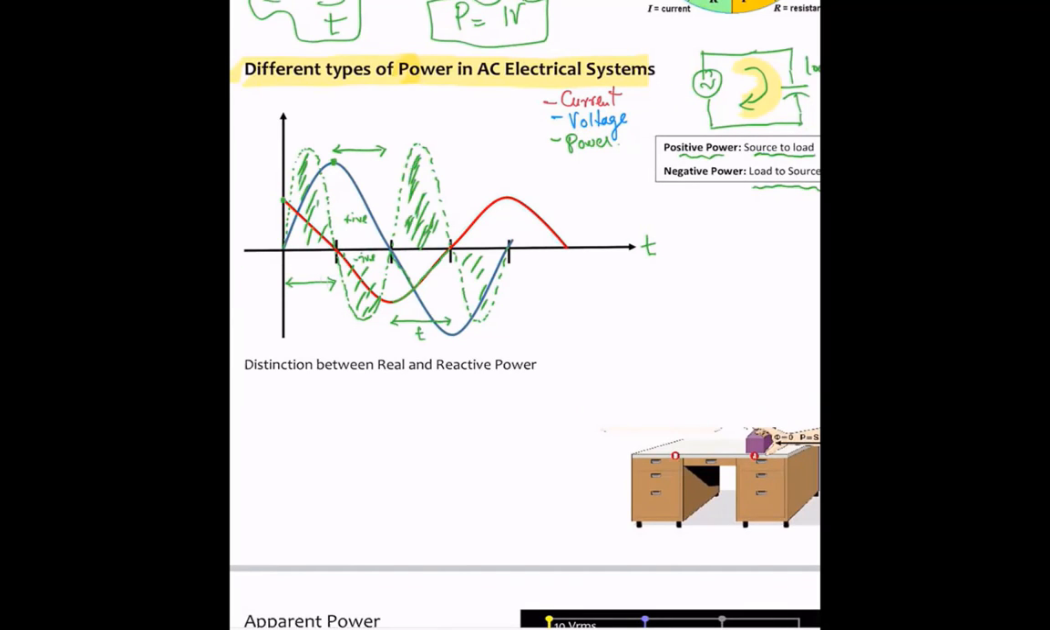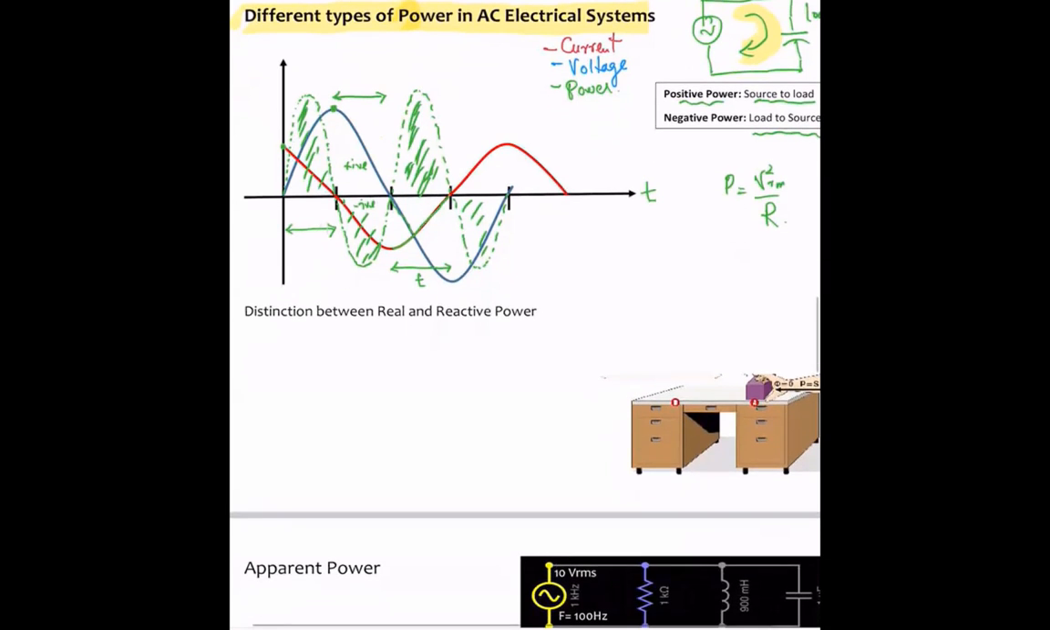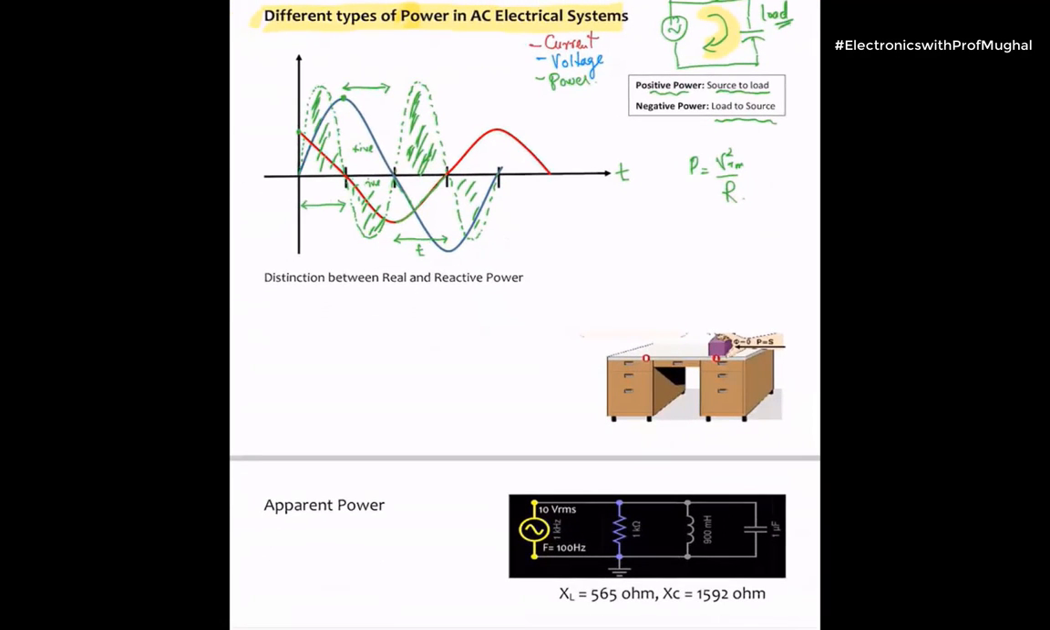So remember, your real power is basically just because of the resistive load, and it can be measured using the same equation, P equals V squared over R. Remember that V is going to be the RMS value, because we are dealing with the AC signal. And the negative power over here is referred to as the reactive power, which is wasted, not used.